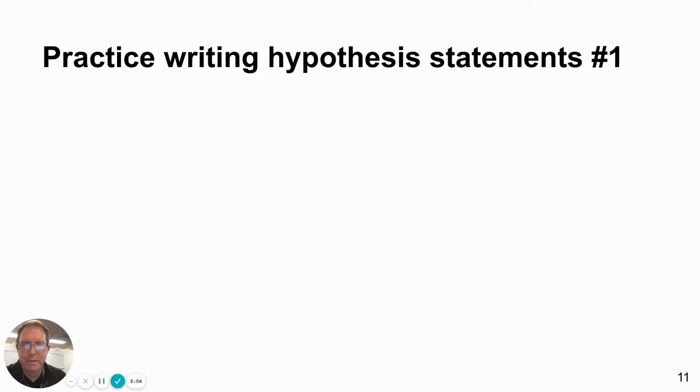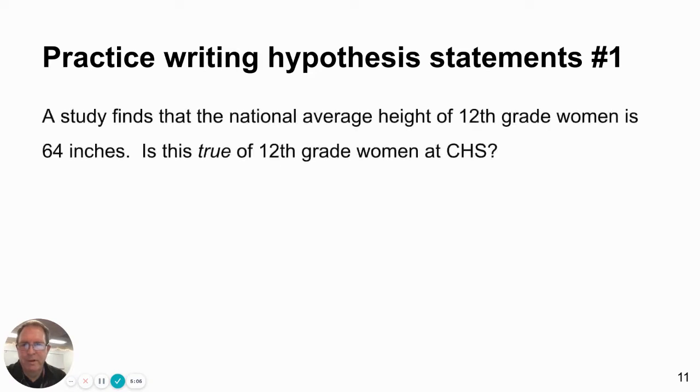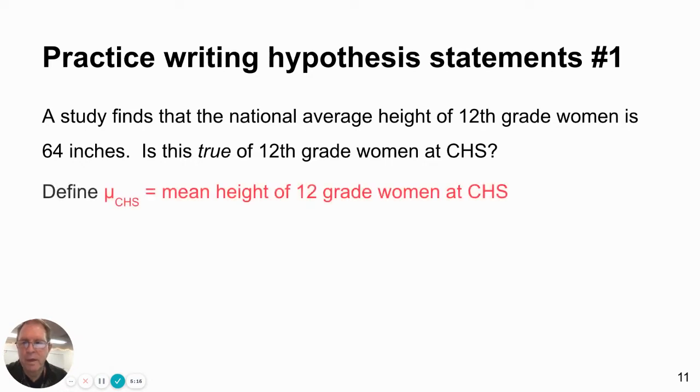Let's practice writing hypothesis statements. A study finds that the national average height of 12th grade women is 64 inches, and we want to know, is this true for the 12th grade women here at Capella High School? The first thing that we always do is we're going to define our parameter, in this case, mean CHS, that's what I'm going to call it, the mean height, and it's going to be defined as the mean height of 12th grade women at Capella High School. Then I have to state my hypotheses.